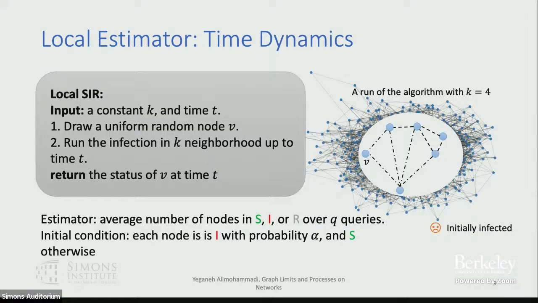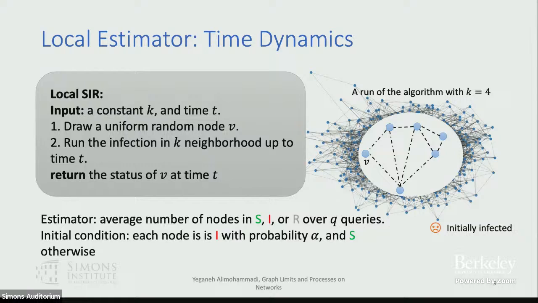So what's this algorithm? Let's say I have this whole big network. I don't have access to it, but I'm going to probe the network for some information, by some sort of contact tracing in a way. In this algorithm, I draw a uniform random node, and I'm going to see, for example at time t, let's say a week from now, what's the number of people in SIR. The algorithm draws a uniform random node, looks at its K neighborhood, runs the infection on that K neighborhood, and then returns the status of V at time t, for example a week from now.